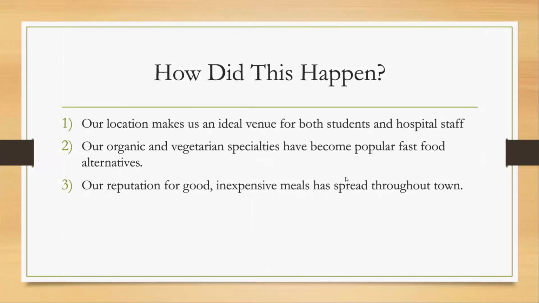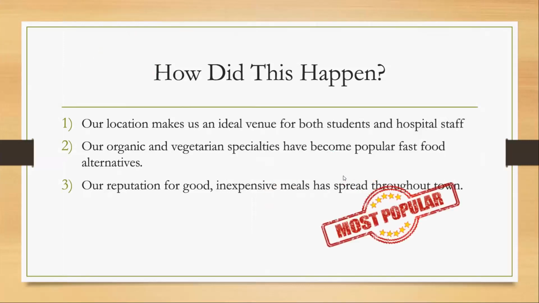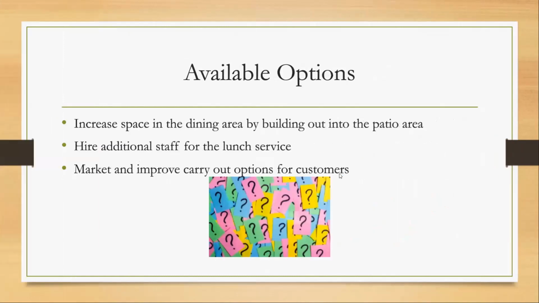So how did this happen? Okay, well, we are the most popular now. Now we go to the next slide. Okay, so here are available options. We have questions about what we need to do. Should we increase space? Should we hire additional staff? Should we market and improve carryout options?